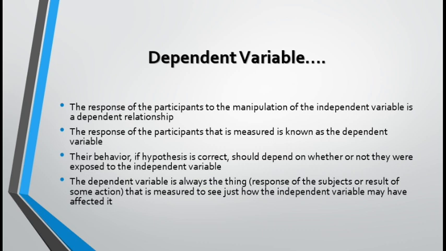The response of the participant to the manipulation of the independent variable is the dependent variable, and the response of the participant that is measured is known as the dependent variable. Their behavior, if the hypothesis is correct, should depend on whether or not they were exposed to the independent variable. So the dependent variable is always the response of the subject or result of some action that is measured to see how the independent variable may have affected it.